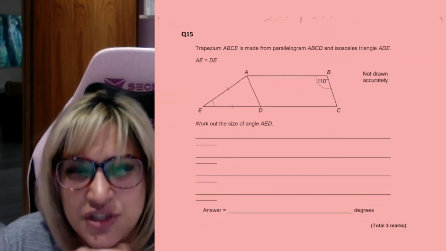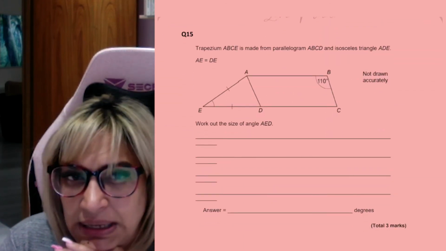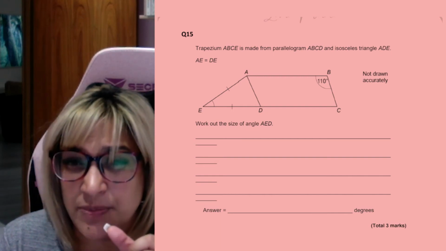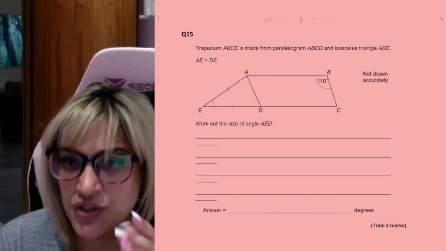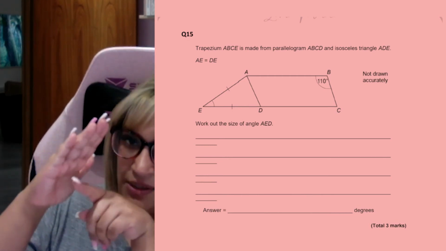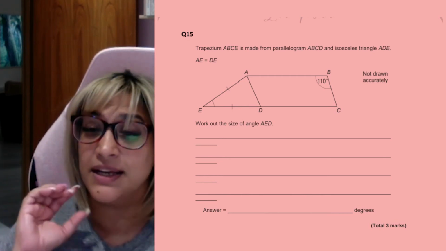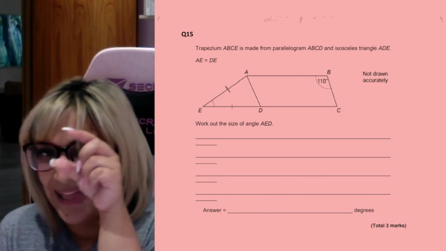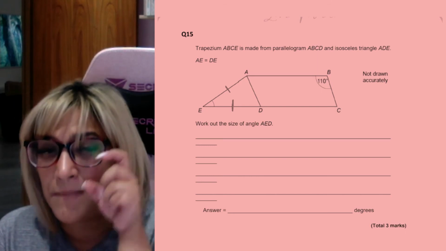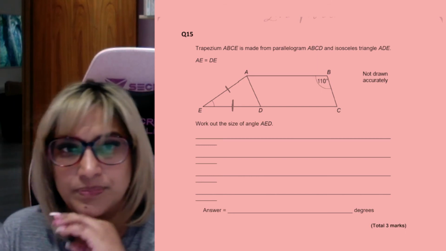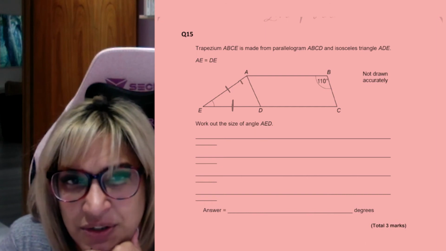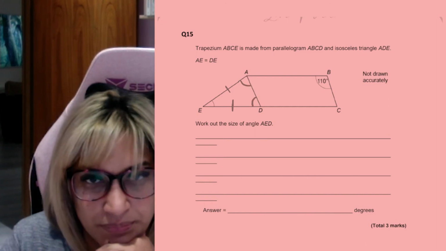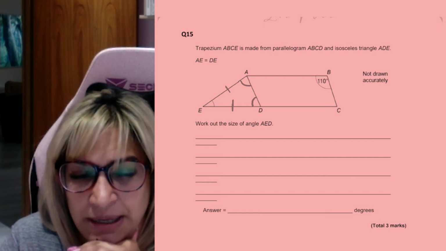Okay, this is towards the end of the paper, a little bit tricky. I'm going to think about it step by step. We've got a trapezium made up of a parallelogram. So we know that's our drunk rectangle. So the angle here equals the angle here. An isosceles triangle, the 2 lines tell us the sides that are the same, and the angles at the bottom of them must also be the same. And we want to find out AED. So I'm just going to call that x, because that's the angle that I'm thinking about.